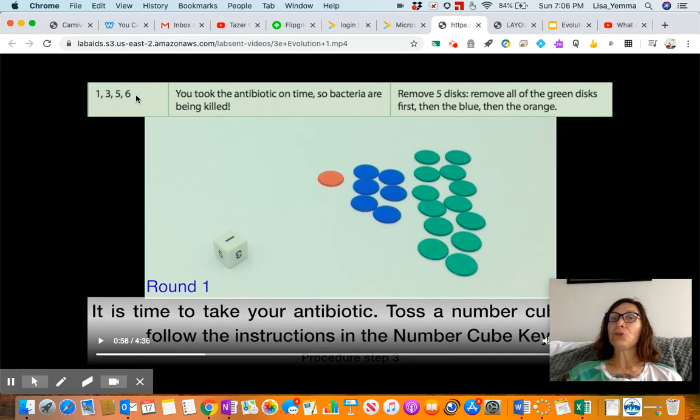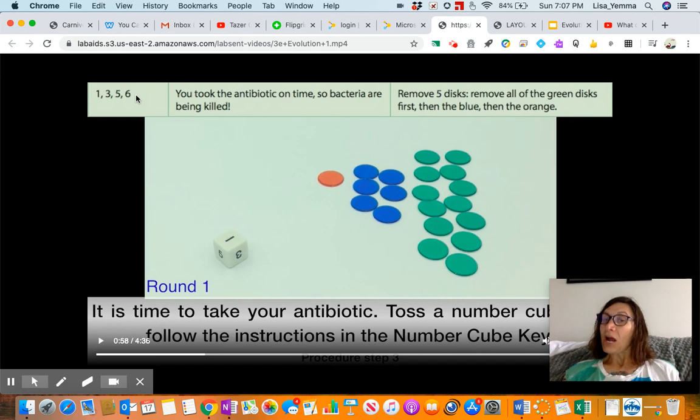And so you remove 5 discs. You start with green because those are the easiest to kill with their variation. And then you move to blue and then you move to orange. Well, then, of course, during the night, so I take my antibiotic and then I'm waiting till the next day to take my next dose.